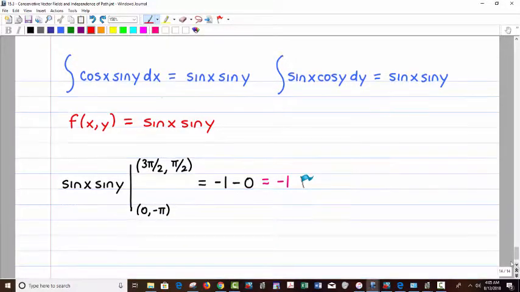So sine x sine y, put in the upper value. Sine of 3 pi over 2 is negative 1. Sine of pi over 2 is positive 1. Multiply those together, you get negative 1. And of course, sine of 0 is 0, so it makes that 0. Sine of negative pi is 0, but once you have that first 0, it wipes that out. So we have negative 1 minus 0 equals negative 1.